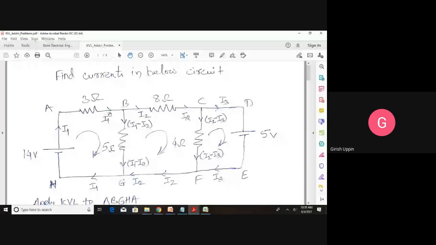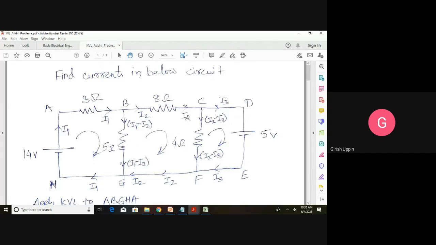When it comes to the node B, it will get divided into two parts. So this current, I will take it as I2, and I apply the KCL here, and the remaining current I1 minus I2 will flow into this branch. So you can see I1 minus I2 will flow in this branch. I2 will flow in this branch.